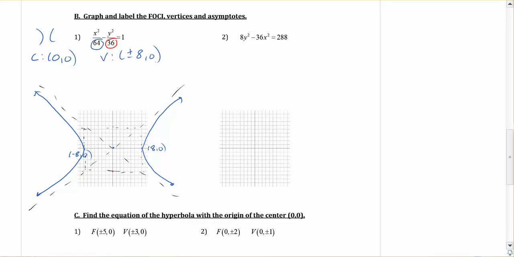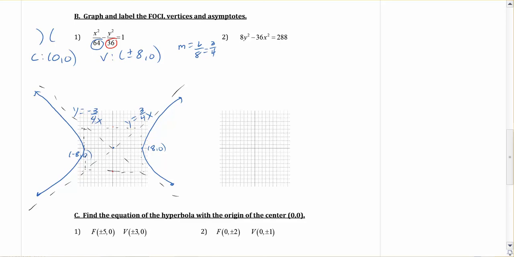Let's find the asymptotes. The asymptotes, again, are the lines that are guiding the shape of your hyperbola. So if you go rise over run, it's going to be up 6 over 8, because I went up 6 over 8. So if my slope is 6 over 8, divide that by 2, it's going to be 3/4. So my asymptote is going to be y equals 3/4 x going in the up and right direction, and y equals negative 3/4 x going in the other direction.